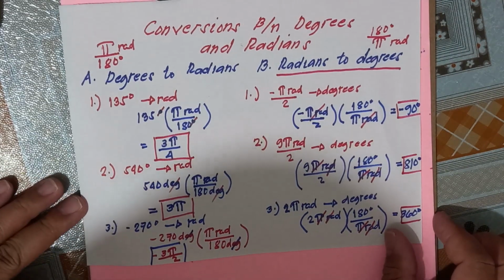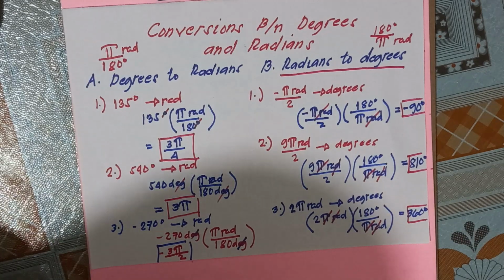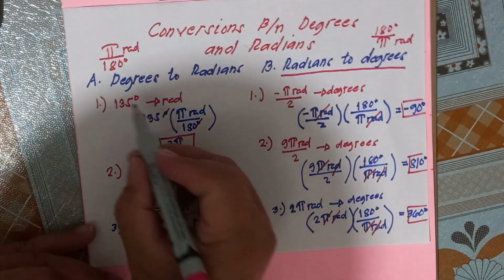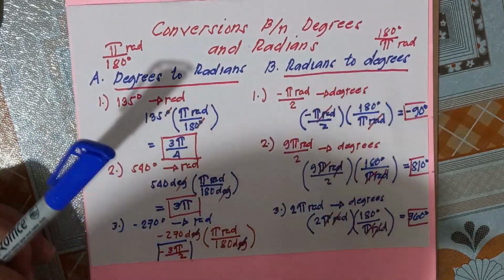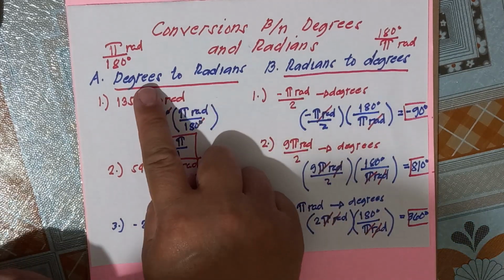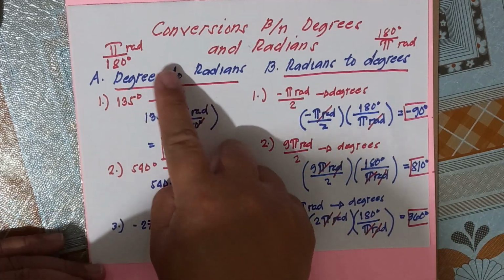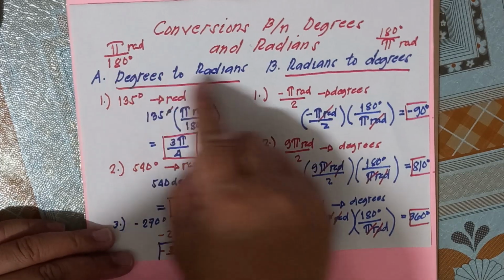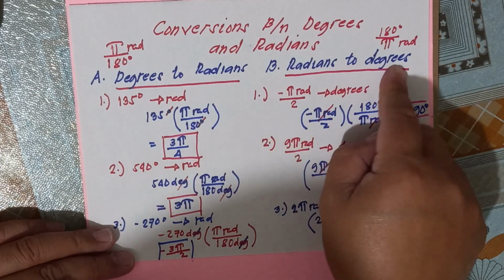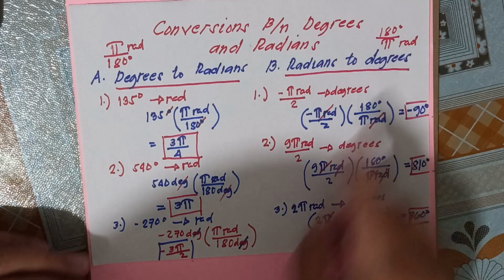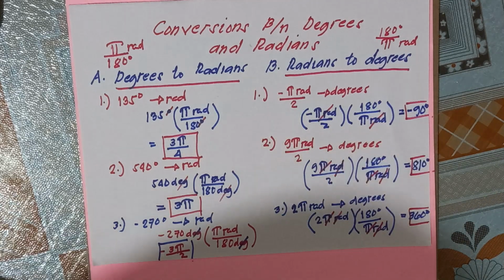So I hope that you understand how to convert radian to degrees, and then degrees to radian. What is the technique? When you're converting degrees to radian, your multiplier is pi rad over 180 degrees. If that is radian to degrees, your multiplier is 180 degrees over pi rad. So thank you.